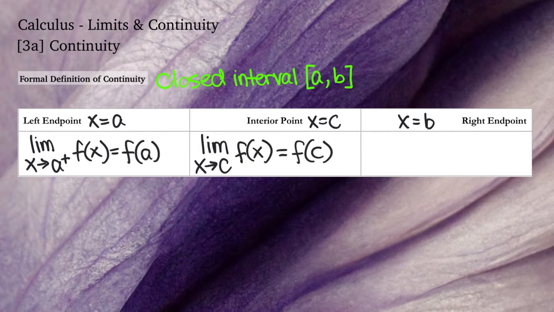Since it's a left endpoint, there's either nothing to the left of that point, x equals a, or we don't care about it. Similarly, if you're working with the right endpoint, you're verifying that the limit as x approaches b from the negative side, from the left side of the function, is equal to the function's value at b.